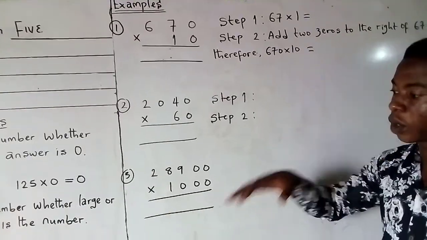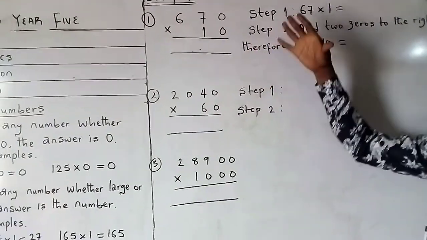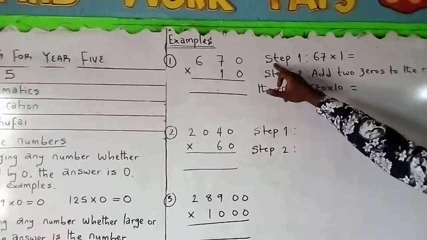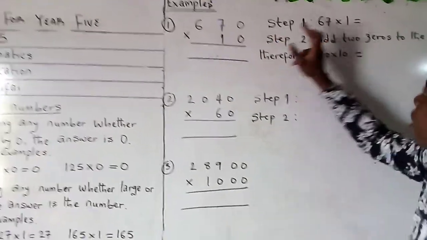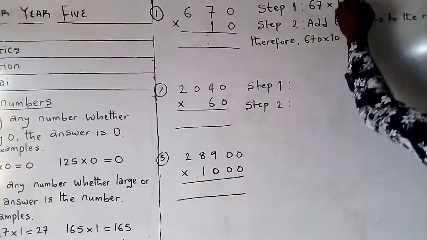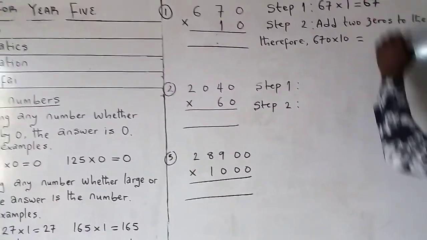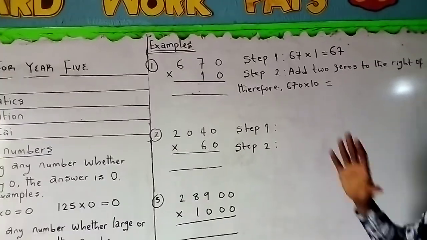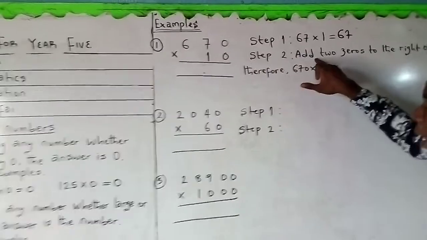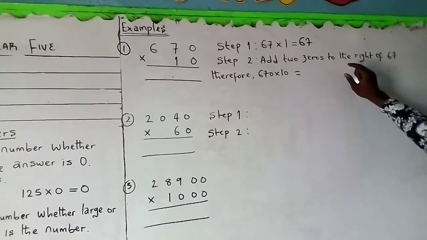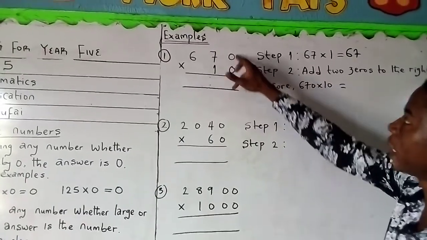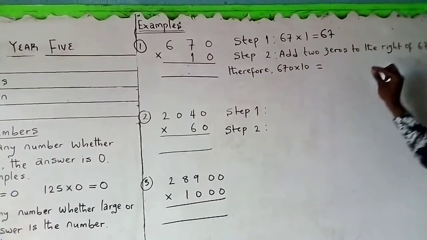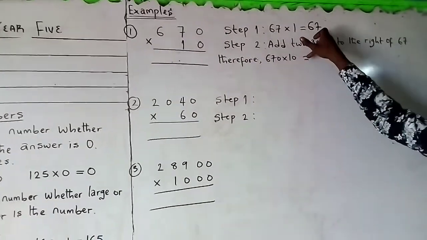So now, what they are trying to tell you here is what you are going to use to solve this. So step 1 here, you bring this 67 multiplied by 1, it gives you 67. Then you add 2 zeros to the right of 67. That is, these 2 zeros here, so you are going to add them to the right of this 67 here.